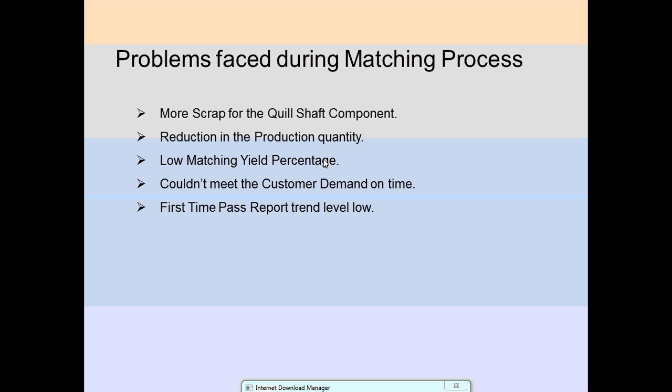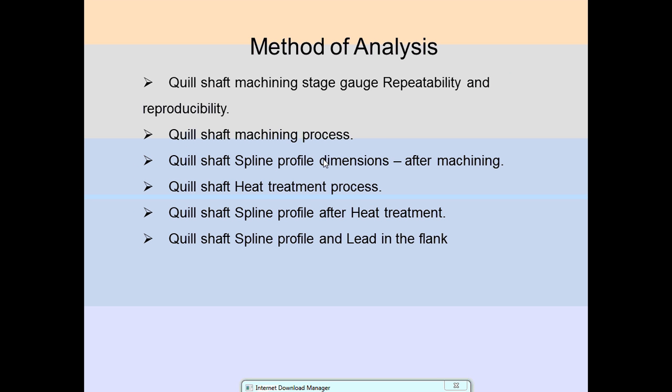The reduction of productivity is also the main problem in that company, in that automotive parts section. The matching yield percentage also couldn't meet customer demand, so we have to increase it so that the company gains some benefit. First time pass report. The method we are going to analyze is quill shaft machining stage gauge repeatability.